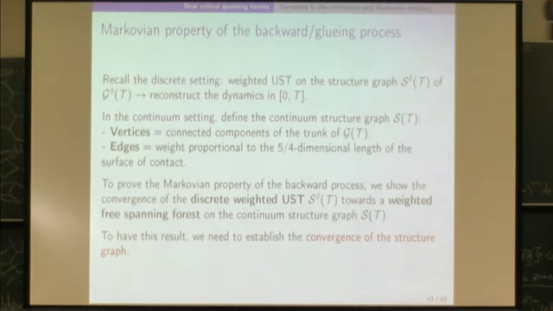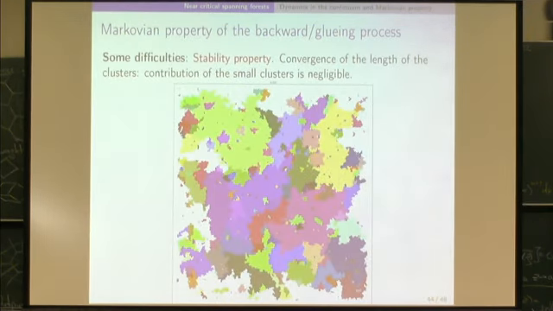And so we have to establish, in fact, the convergence of those structure graphs. And here there are some difficulties, because this structure graph, you will see, at the limit as delta goes to 0 will become not a very nice object.